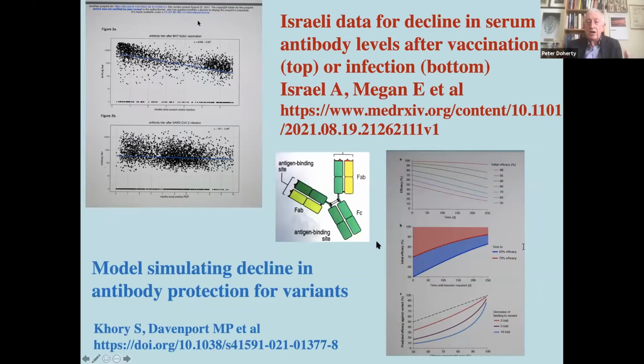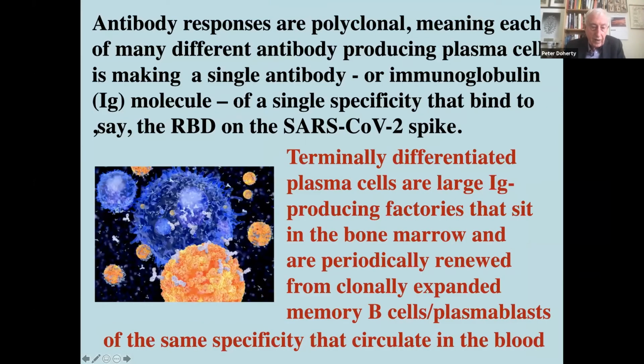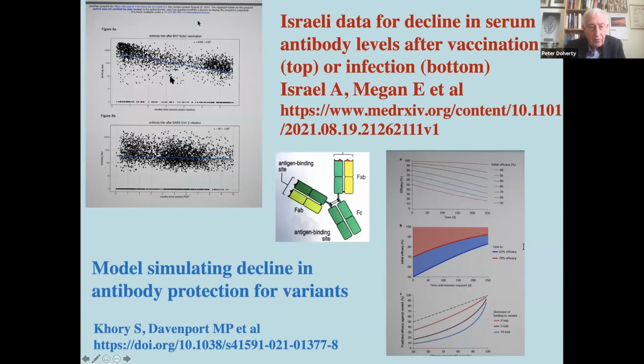Now, as we know, we get serum antibody levels after the vaccination. They can be measured. They progressively fall. Nothing unusual about that. It happens with all infections. And here's actual data from Israel. Here's modeling. That's the vaccine. After virus infection, they don't fall quite as quickly, but that's falling off after vaccination.